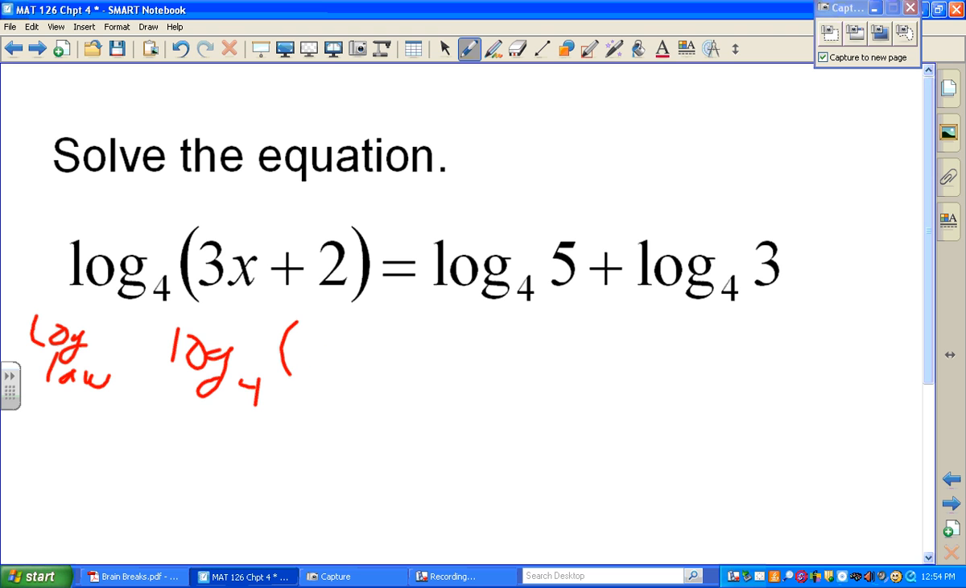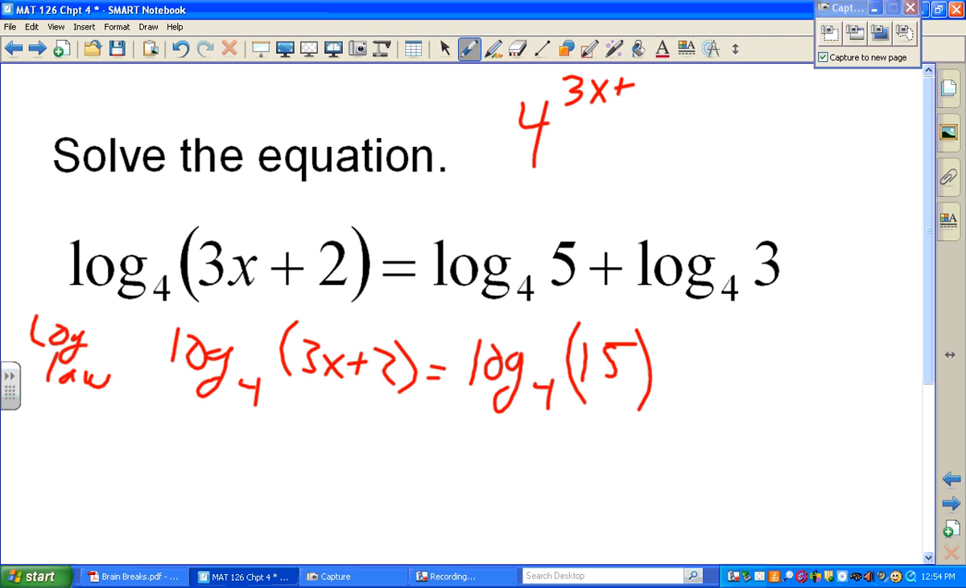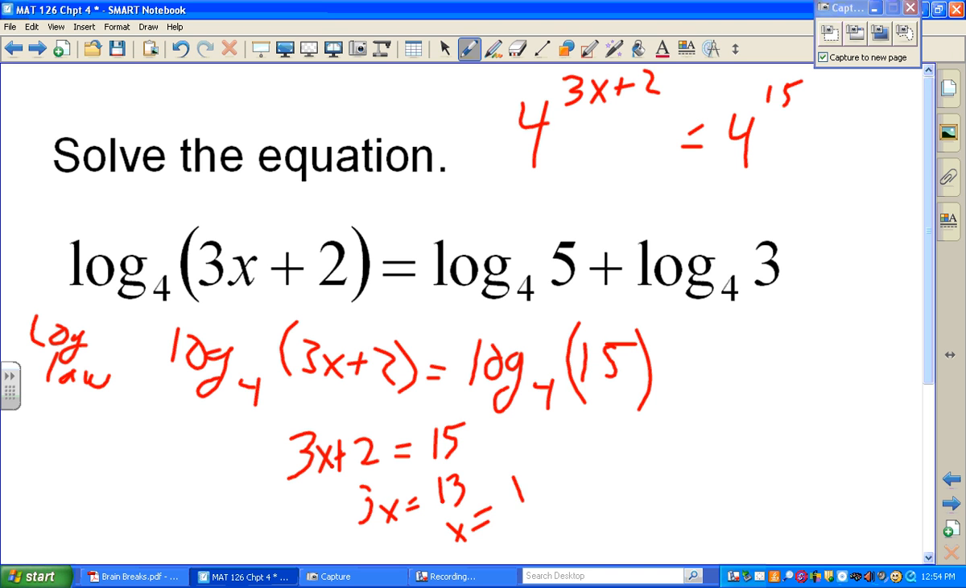Log base 4 of 3x plus 2. And what we're going to do with the 5 and the 3, multiply them. And now you have the log base 4 on both sides. It's kind of like when you had 4 to the 3x plus 2 equals 4 to the 15. I know it's not exactly the way it's written, but you can now drop the bases. That's what you're doing when you do the logs, you're dropping the bases. So 3x plus 2 equals 15, and 3x equals 13. X equals 13 thirds.